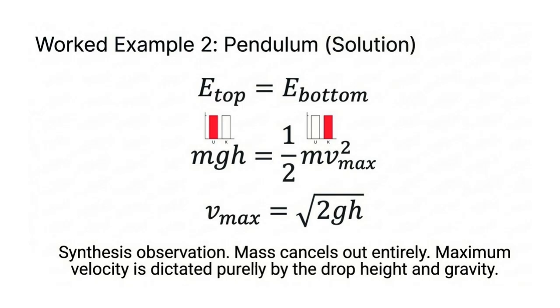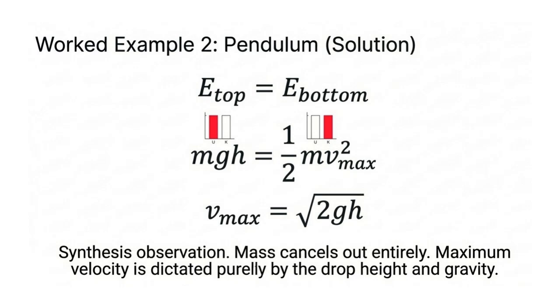Here, we see the solution for the pendulum problem using energy conservation. The total energy at the top equals the total energy at the bottom, so the potential energy at the highest point converts completely into kinetic energy at the lowest point. This gives us mgh equals 1/2 m v_max squared.